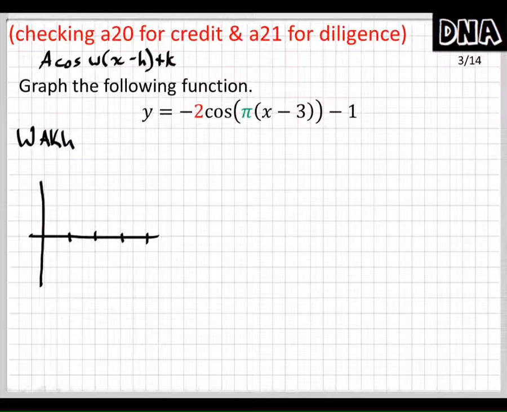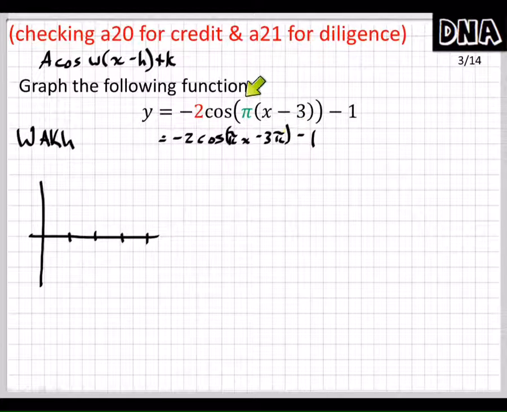Now, sometimes you don't see your functions like this. Sometimes you see it like this. Like it says negative 2 cosine, then it'll say pi x minus 3 pi, then it'll put parentheses around it like that and say minus 1. If it says that, then you just have to take the extra step to factor out the pi so you can see what your h is. Okay, all right, back to business.